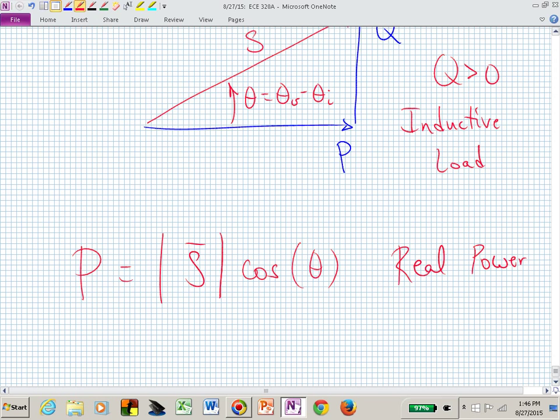And I can see that we are out of time, so I will pick up there on Tuesday, but I think you can follow this. It's very visual. I want you to get very comfortable with this power triangle and your P and Q.